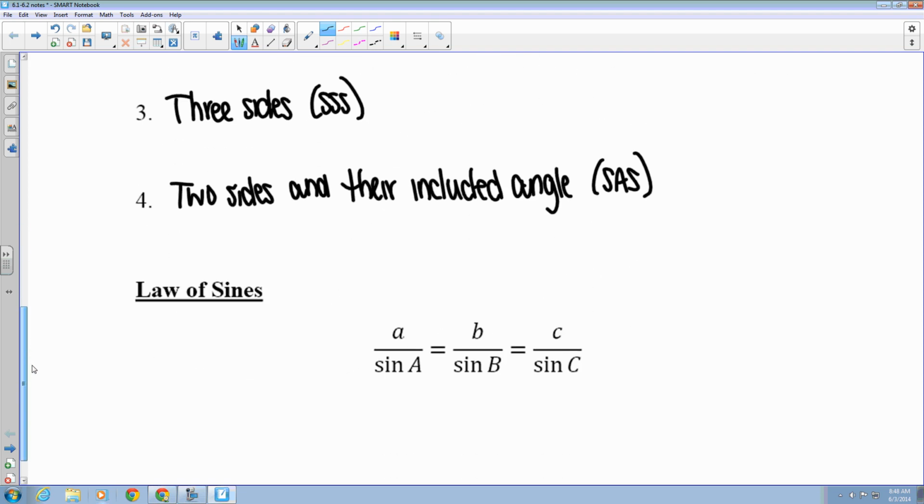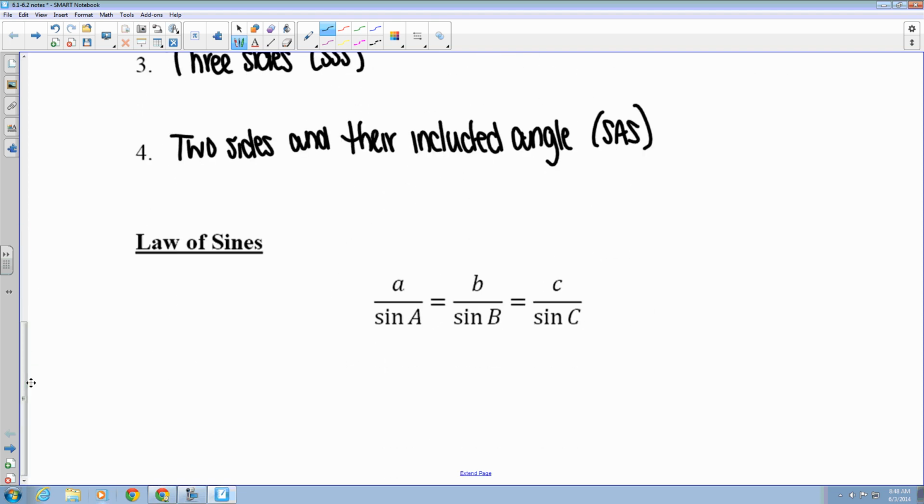For the law of sines, it is side A over the sine of that angle A. Angle A would be across from side A. And it works with all the pairs. And you could also flip it over. You could have the angle on top over the side as well. I just say do it however is most convenient for what you're trying to solve for.